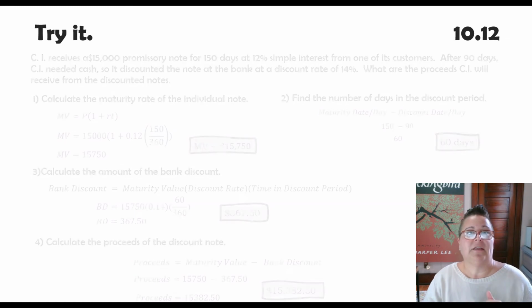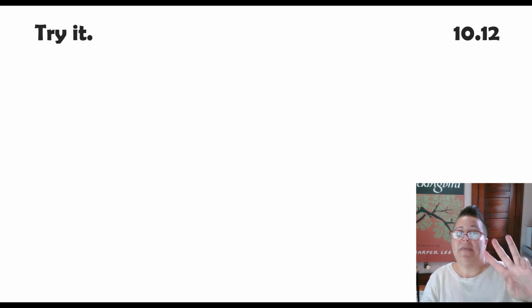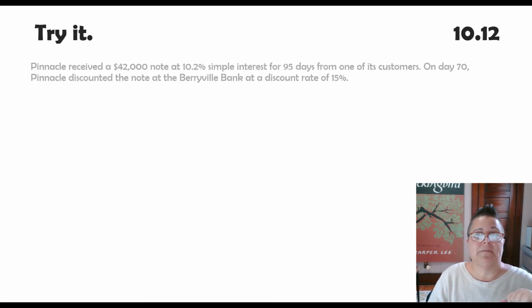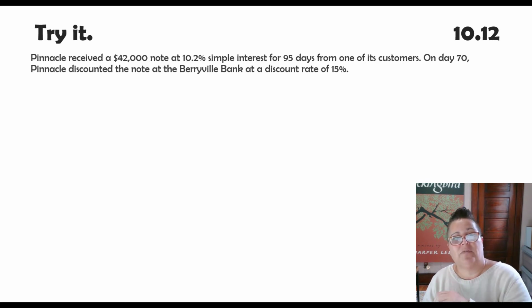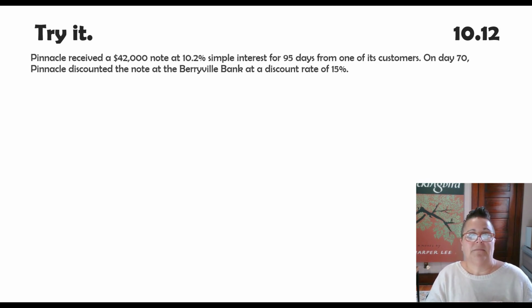Okay, let's try another example. Like I said, I got 3 of them. So second example here. Pinnacle received a $42,000 note at 10.2% simple interest for 95 days from one of its customers. On day 70, Pinnacle discounts the note at Berryville Bank at a discount rate of 15%. All right, so we're going to find the proceeds for Pinnacle. What proceeds will Pinnacle receive?